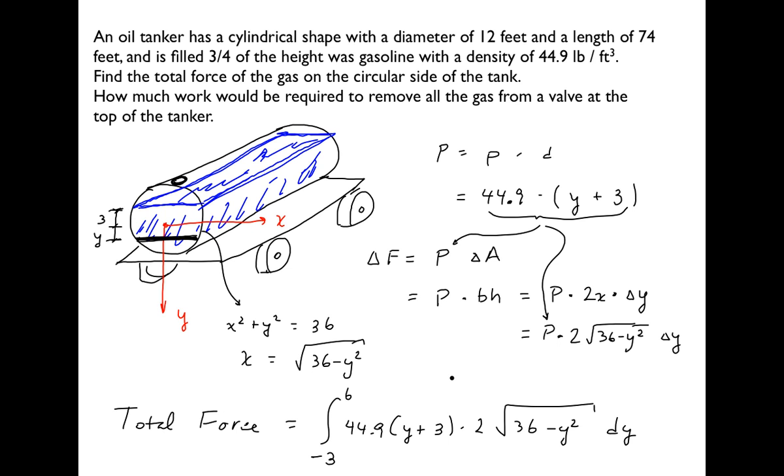Okay, so what about doing this antiderivative? We have to do two, because we'll have y times this, and then we'll have 3 times everything else. So y times this, how do we do that antiderivative? We'd have 44.9 times y times 2 times this radical dy. How would we do that? Y times square root of 36 minus y squared. Antiderivative. Please know this.